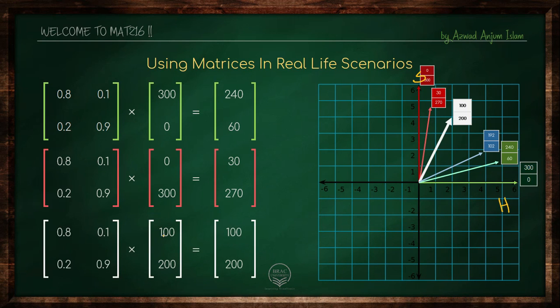Because if we do the calculation here, 80% of 100 plus 10% of 200 equals 100. 20% of 100 and 90% of 200 equals 200. So the vector doesn't change anymore. This vector is called the eigenvector. This is going to come up too in this course. Very important topic, but much later.